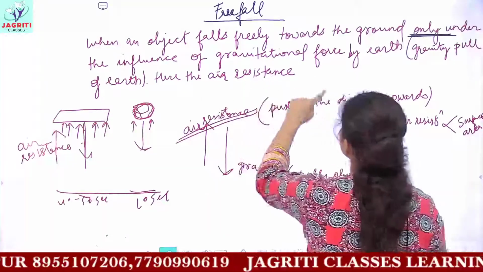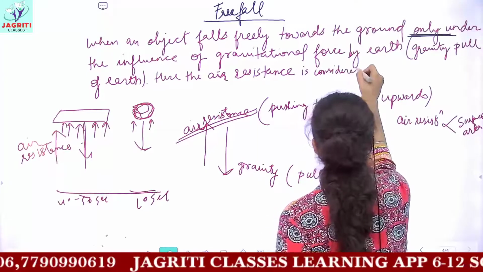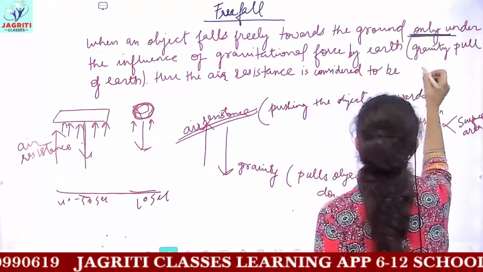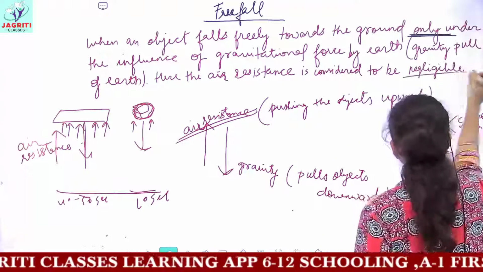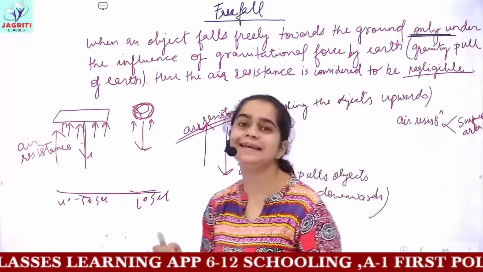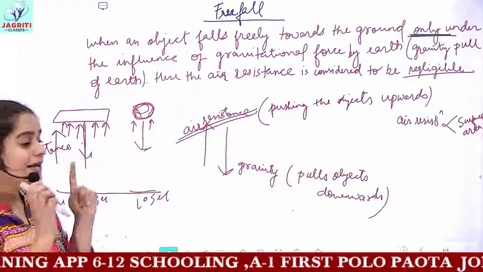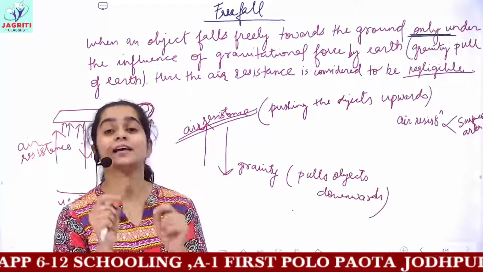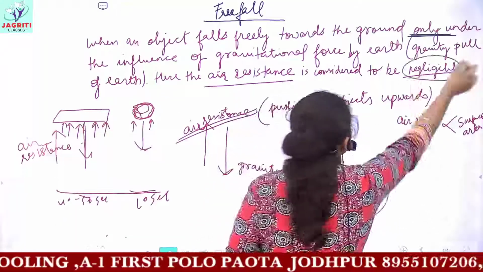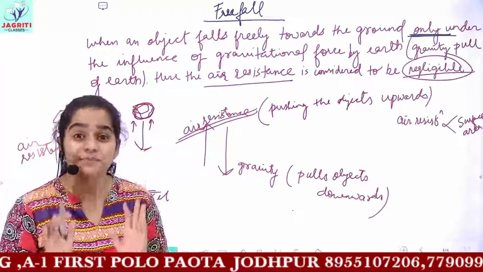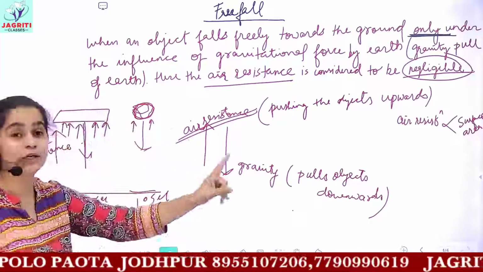So here the air resistance is considered to be negligible. Negligible means which is approximately equal to 0. So free fall would be the condition whenever any object is falling under the effect of gravitational force, but the air resistance should be 0 or it should be negligible. So this is the complete and the correct definition what you have for free fall.